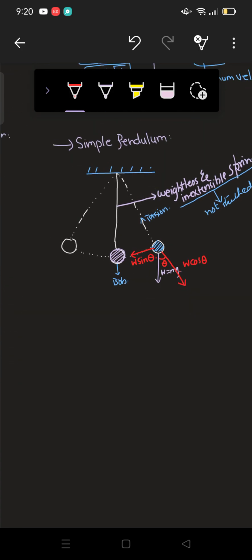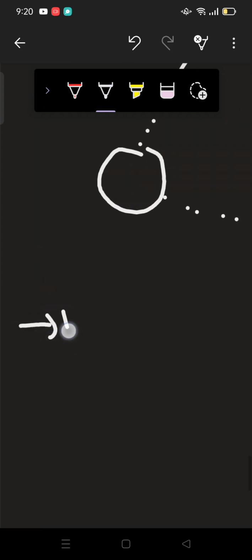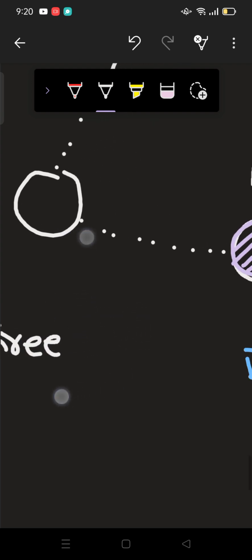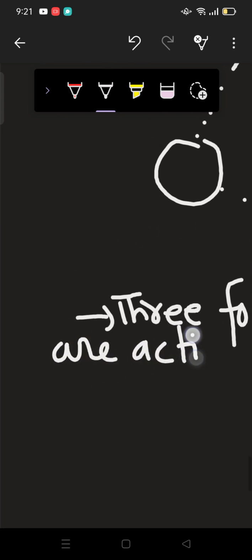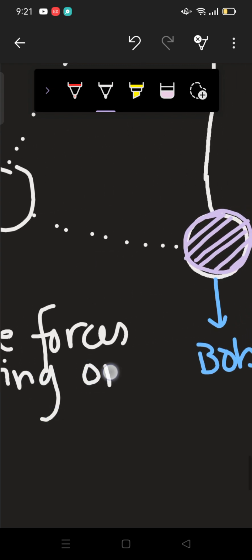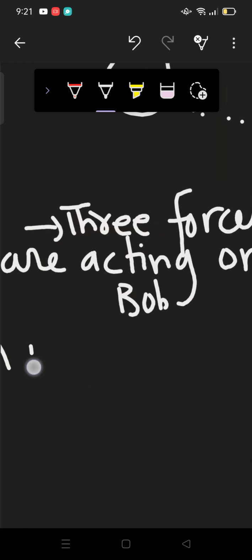So what three forces are acting on the bob? The three forces acting on the bob are the tension in the string, the parallel Wx component of the weight, and the perpendicular Wy component of the weight. So let me mention this here. Three forces are acting on the bob. The first one is tension in the string.